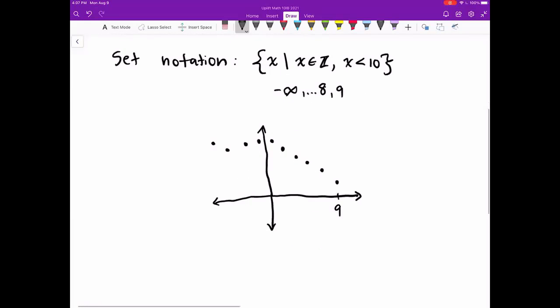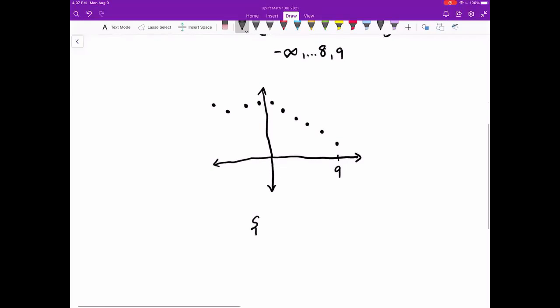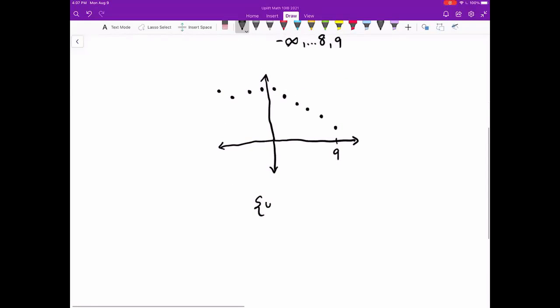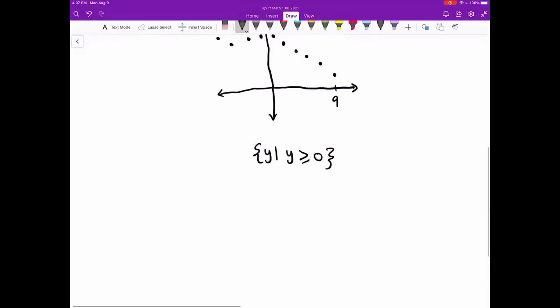For your range, it would be a similar notation. So we would start with a bracket. Then we would have the variable y, because we're describing y in this case. And then a vertical slash and conditions. So maybe y is greater or equal to 0. What this looks like on a graph is a graph with all y values greater or equal to 0. So maybe something like this.